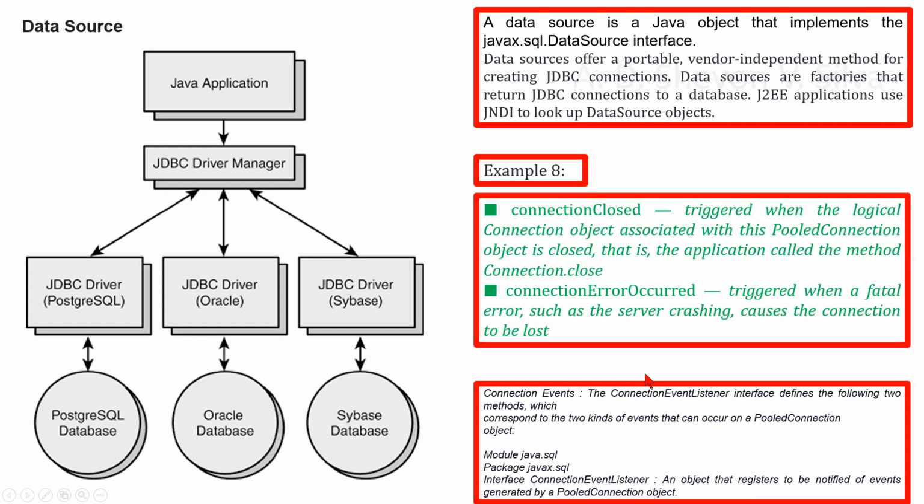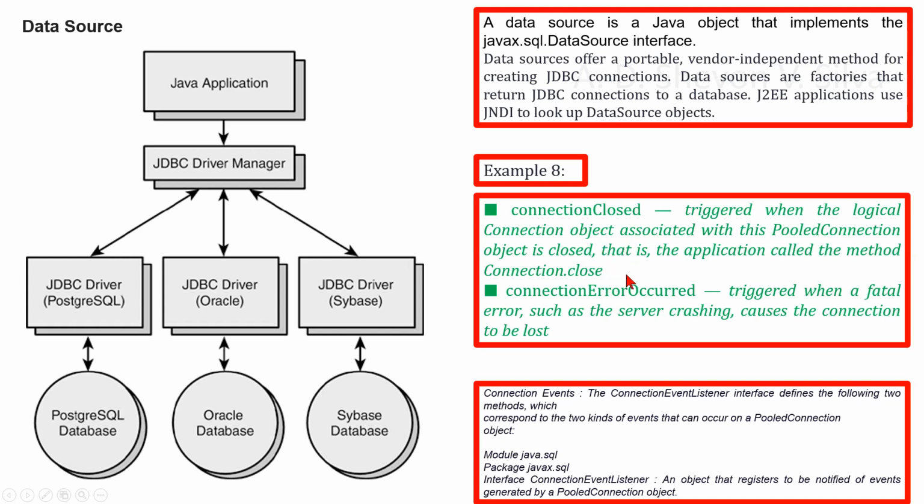Now we are considering connection events. The ConnectionEventListener interface in package javax.sql in module java.sql is an object that registers to be notified of events generated by the PooledConnection object. The ConnectionEventListener interface defines the following two methods, which correspond to the two kinds of events that can occur on a PooledConnection object.